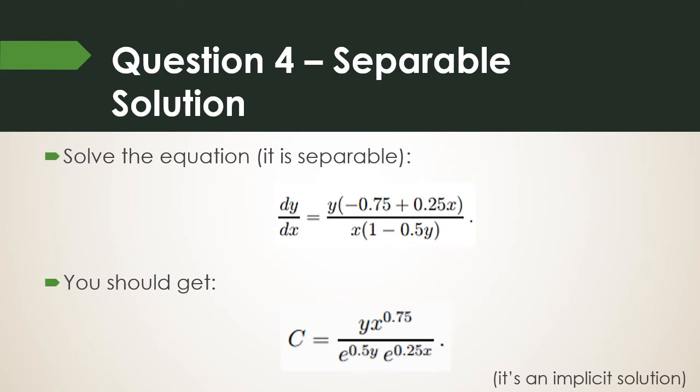Question 4 asks you to solve the differential equation from the previous question, and it's a separable equation, so you just put all the terms of y on one side, all the terms of x on one side, and you integrate both sides, and you'll get an implicit solution that will look like this. So you need to show all your steps for this question, and this should be your answer over here. That's pretty much it. Again, all the steps need to be shown for you to get all the points.